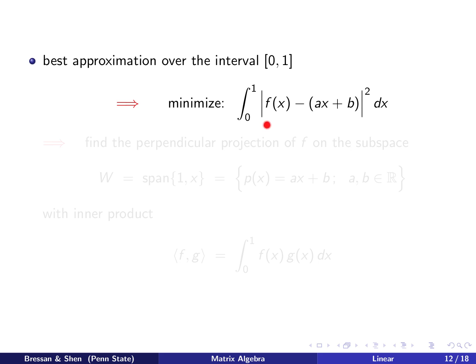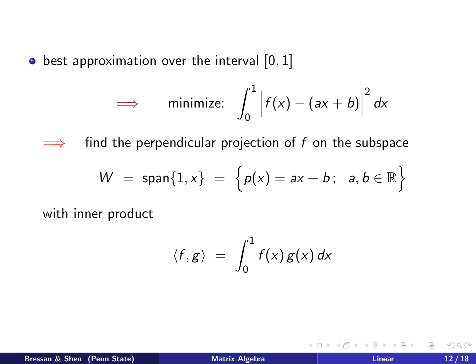We recognize that this is the inner product of this function with itself. From the discussion we have had, we realize that this is the same problem as the following: find the perpendicular projection of f on the subspace W, where W is the span of 1 and x, which is also the space of polynomials of degree less than or equal to 1. So all p of x equal ax plus b, where a, b are real numbers.